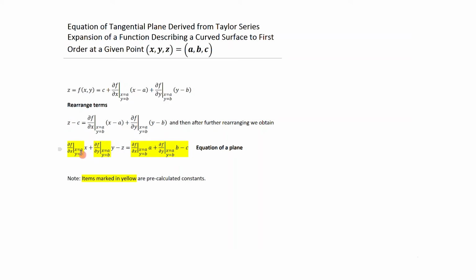And so on this side, we have something times x, something times y, minus z. The things marked in yellow are all pre-calculated constants. So everything on the right is a constant times x plus a constant times y minus z. This is, by definition, the equation of a plane.